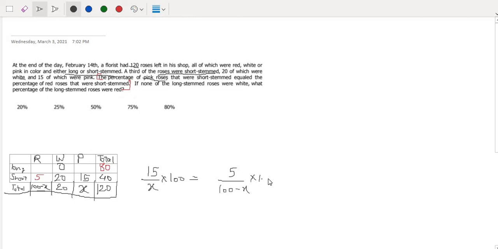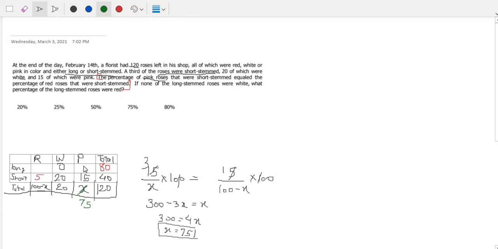So they're saying basically these two are equal. Now I think we can solve for x here. This 100 and this 100 get cancelled out. This 5 goes 1 times, this 15 goes thrice. Let's cross multiply. You will get 3 into 100 minus x, 300 minus 3x is equal to x, or I can write it as 300 is equal to 4x, and from here I get the value of x as 75. So this is 75 and this is 15.